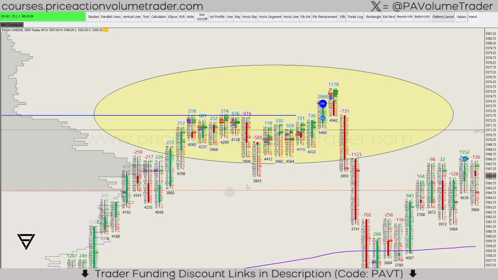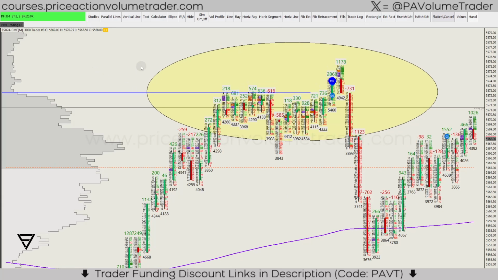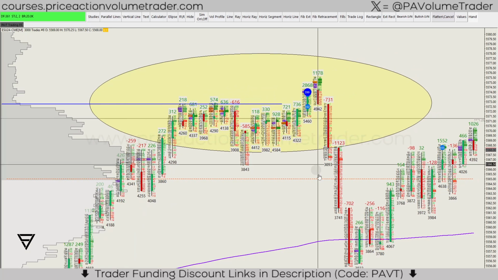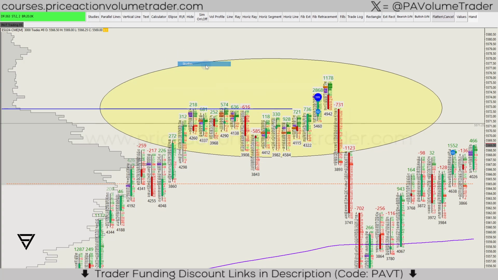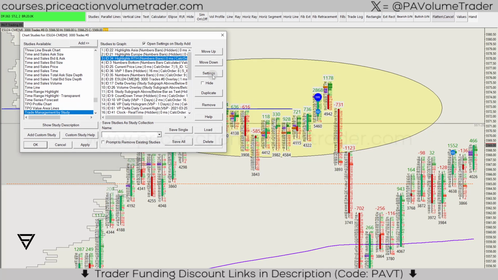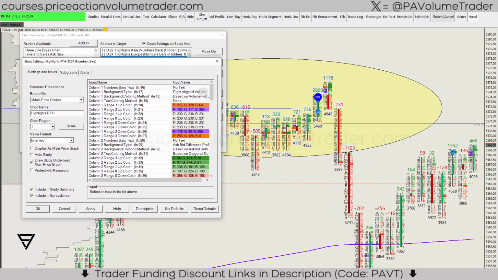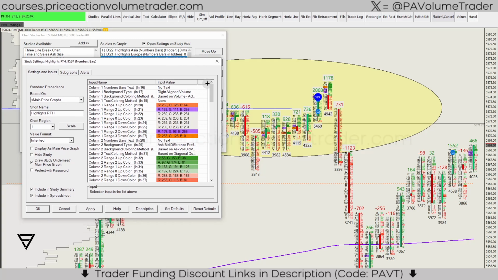So if we go into a tick footprint, this is again 3000 tick ES. This footprint chart, I have it set as volume on the left, delta on the right. On top is delta, on bottom is volume overlays. And here, I'm just going to show the settings because everyone always asks me. So this is what I have: column 1 based on actual volume, column 2 as bid difference profile. So basically just delta.